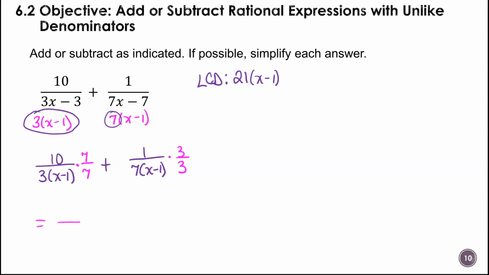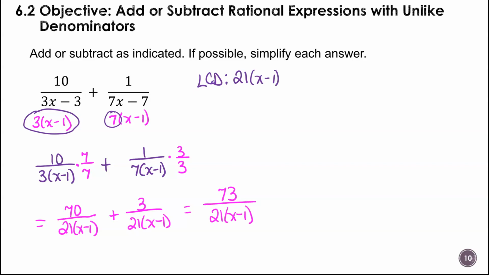So my numerator is going to be 70 plus, let me just go ahead and write this out twice. So 70 over 21 times x minus 1 plus 3 over 21 times x minus 1, which is 73. And that's it. So 21 doesn't go into 73. I'm pretty sure 73 is a prime number, and we can't simplify this one any further.